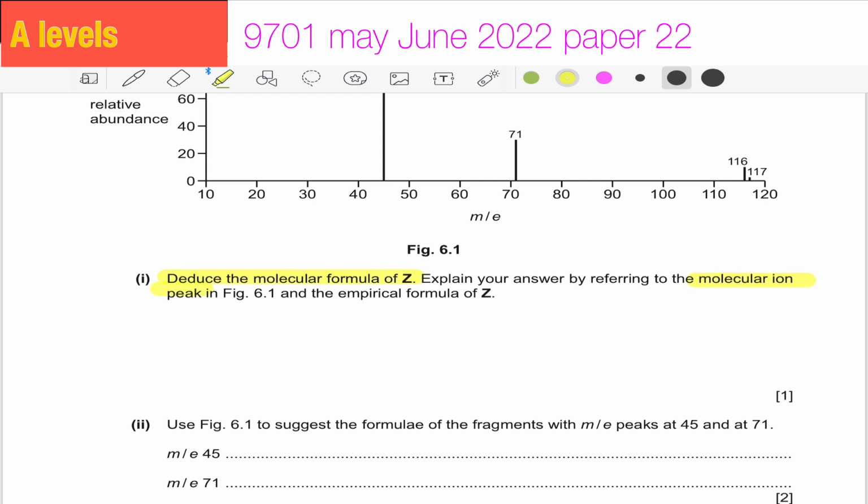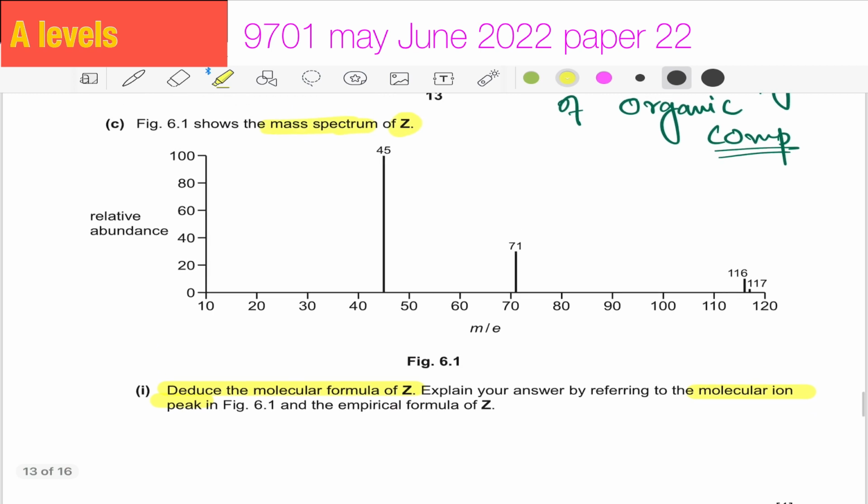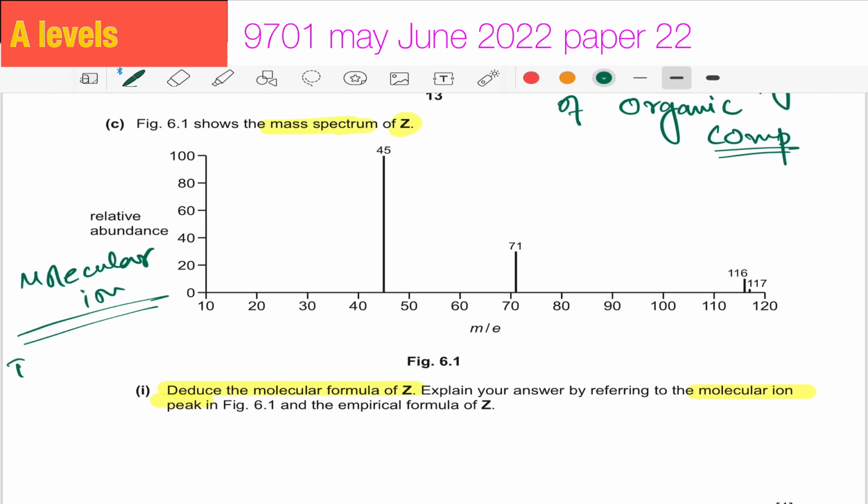Now, what is a molecular ion peak? A molecular ion peak is the peak at the extreme right of the graph, the most prominent peak on the extreme right.